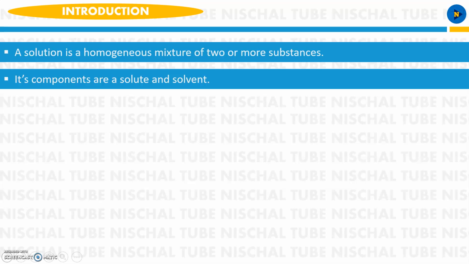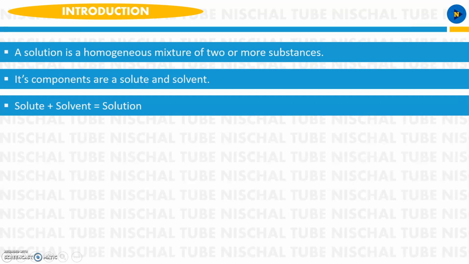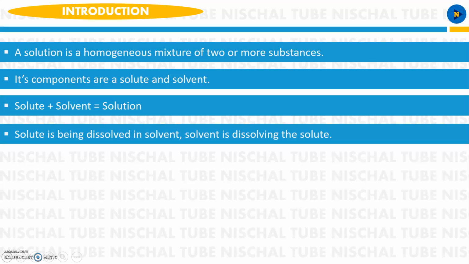The components of a solution are a solute and a solvent. We can think of it like an equation. A solute plus solvent is equal to solution. Typically, the solute occurs in smaller amounts while the solvent occurs in larger amounts. The solute is being dissolved in the solvent, and the solvent is dissolving the solute.